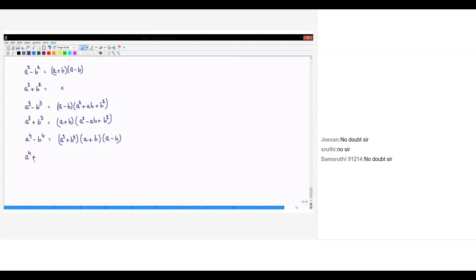A power 4 plus b power 4, you cannot further factorize it. A power 5 minus b power 5, write it as a minus b into: we start with a power 4, then gradually we decrease the power of a and increase the power of b. Plus a cube b plus a square b square plus ab cube plus b power 4.